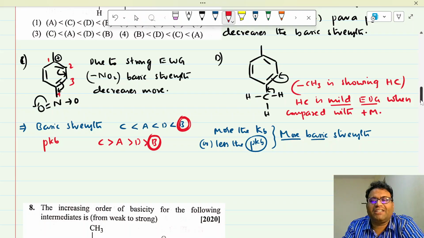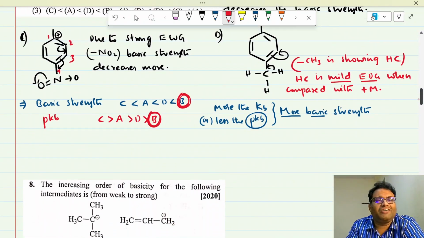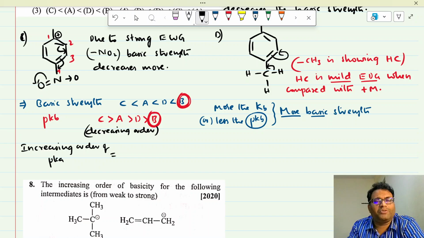But here it is asked for the increasing order of pKb. This is the decreasing order, right? We want the increasing order of pKb, which is the opposite: C greater than A greater than D greater than B. This is the decreasing order, but what we want is the increasing order. The increasing order will be what?